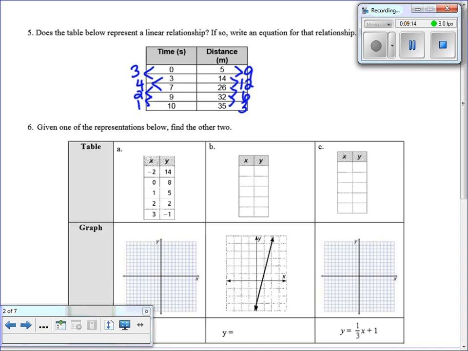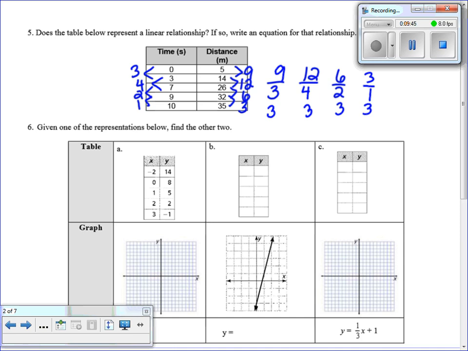What we need to check is, are the ratios of change in y over change in x the same? So our first change in y over change in x is 9 over 3. Our next is 12 over 4. Our next one is 6 over 2. And our final one is 3 over 1. What we see is that all of these are actually 3. So we do have a constant rate of change throughout the table. And so because there's a constant rate of change, this table is linear.